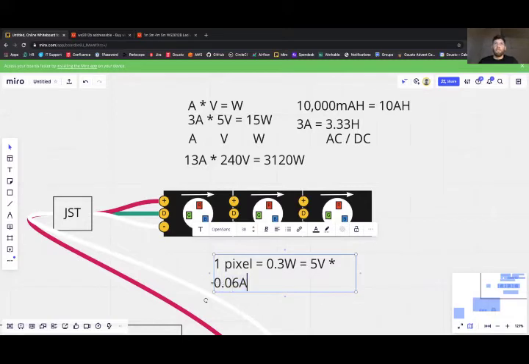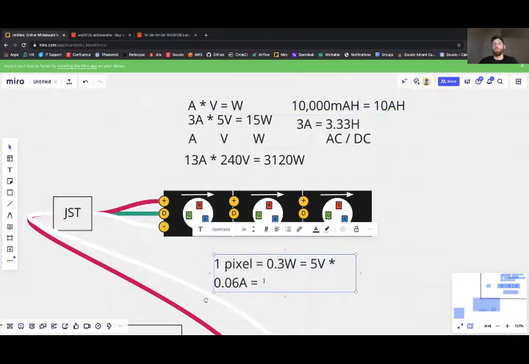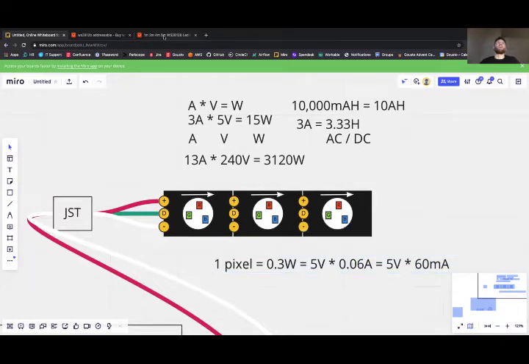Okay, 0.06 amps. We have another term for this, which we've already seen in here, milliamps. So it can be nicer to work with milliamps instead of these decimal numbers. So that would be 5 volts times 60 milliamps. 0.06 amps is equal to 60 milliamps because each one of these is equal to 1,000th of one of these. Okay, let's carry on with our analysis.